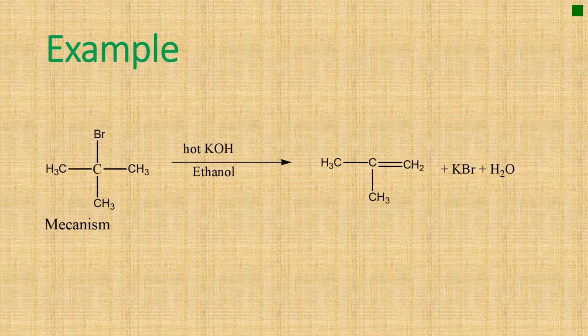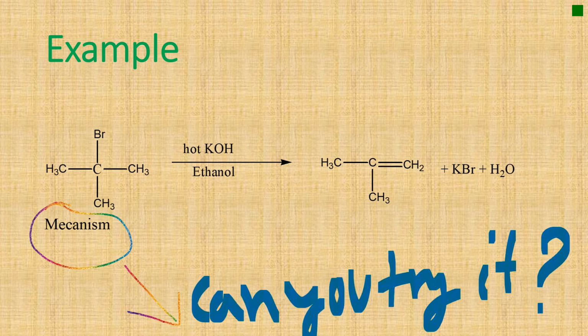So, what is the mechanism of this reaction? Where a tertiary alkyl halide is reacting with the potassium hydroxide in ethanol to produce methylpropene, potassium bromide, and water. You can see it is an elimination reaction, but which is involving a tertiary alkyl halide. In our previous example, it was a secondary alkyl halide.